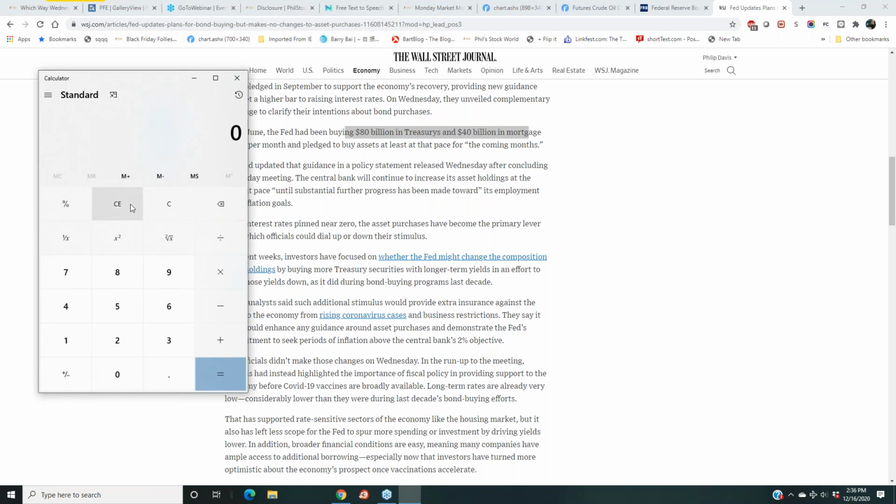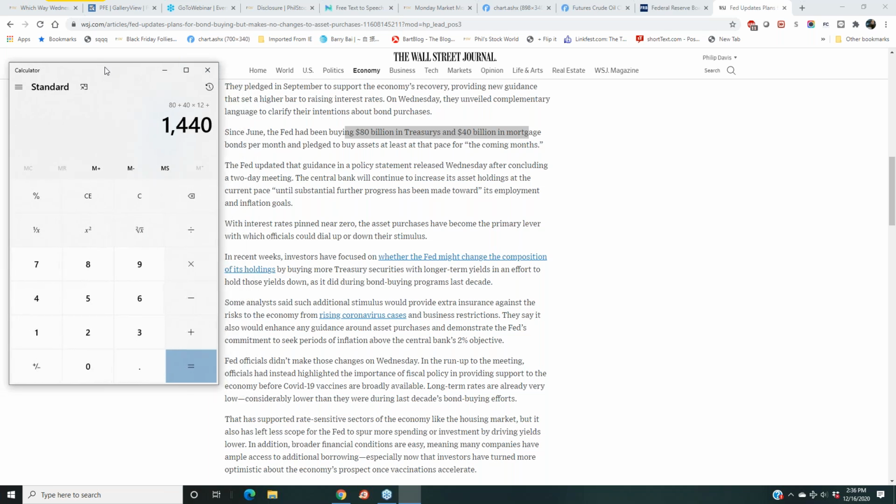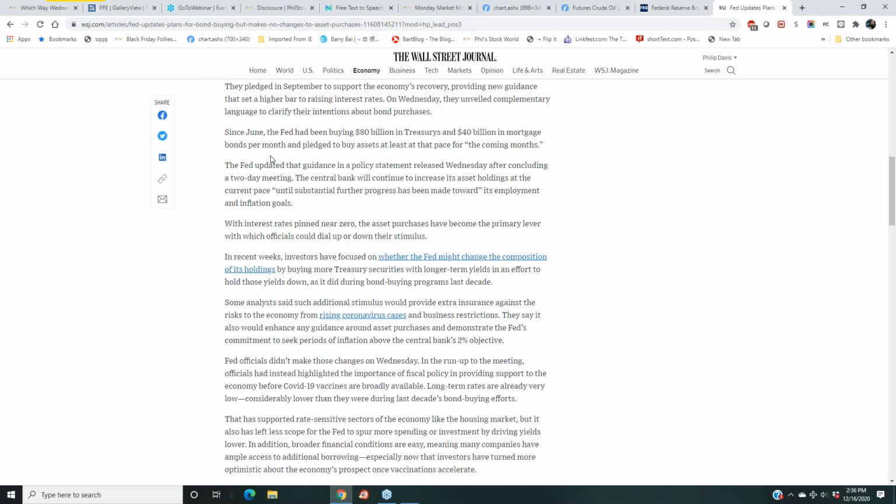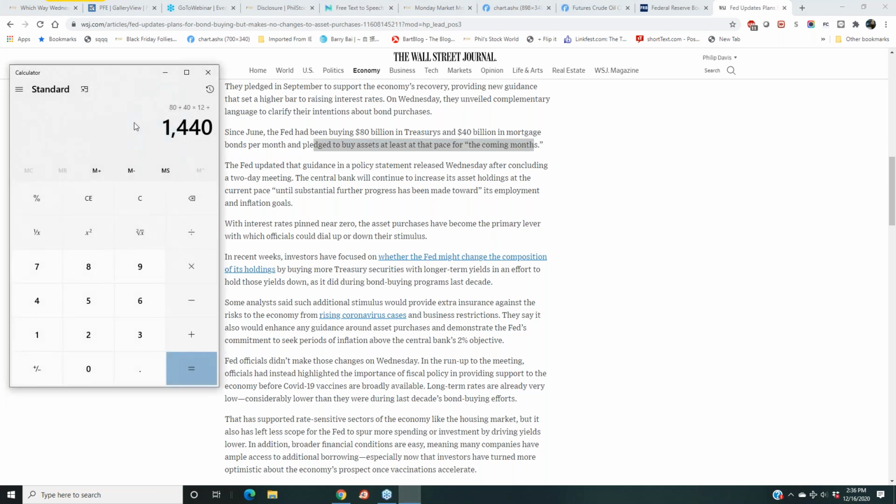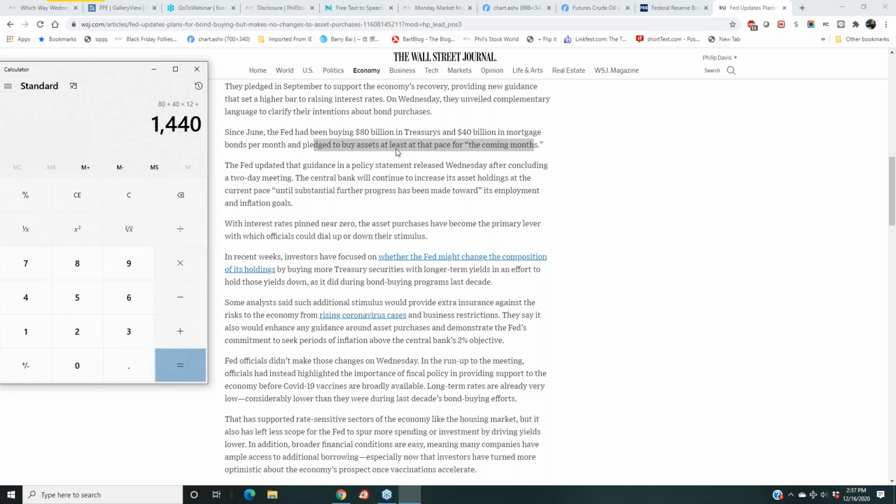Let's review the numbers here. 80 plus 40 is 120 times 12 months. That's $1.4 trillion a year from the Fed to buy treasuries and mortgage bonds. That is insane. They're going to buy assets at that pace for the coming months, so that will just keep happening. A pace of $1.4 trillion annually is what they're at right now. And we are acting like everything's fine.